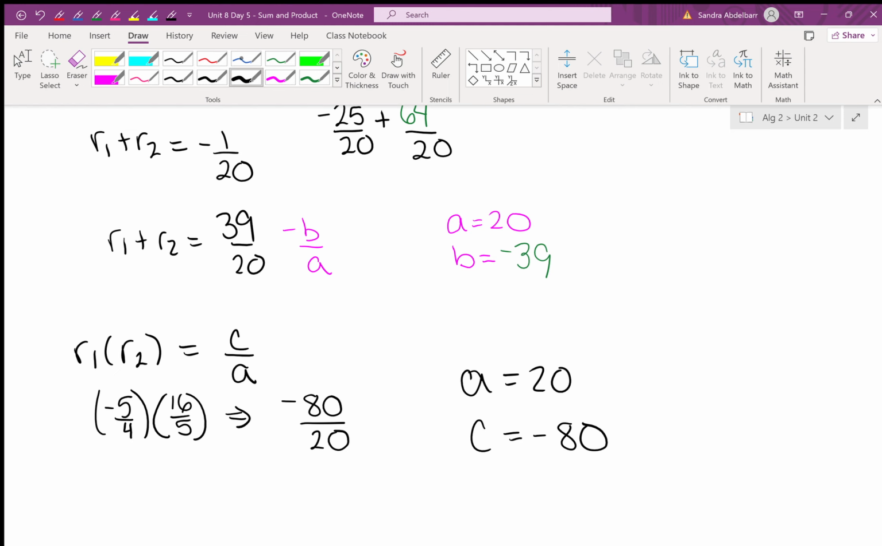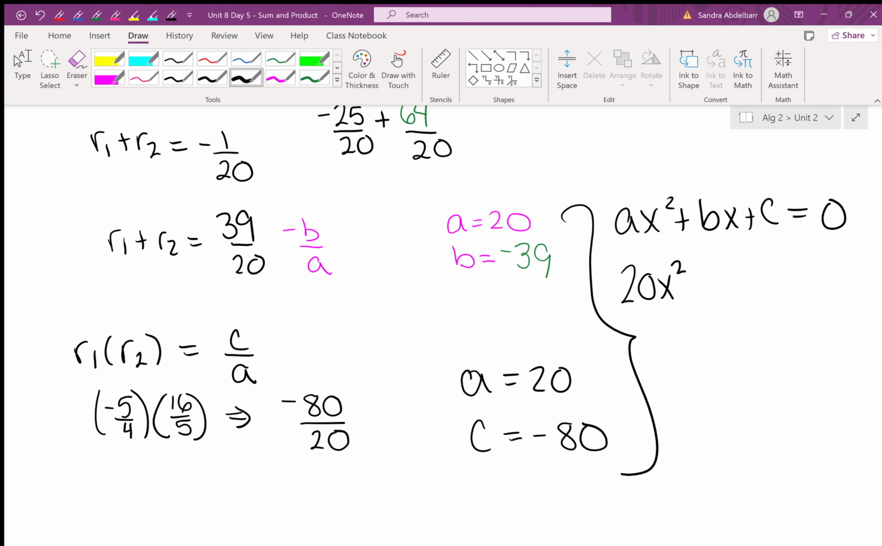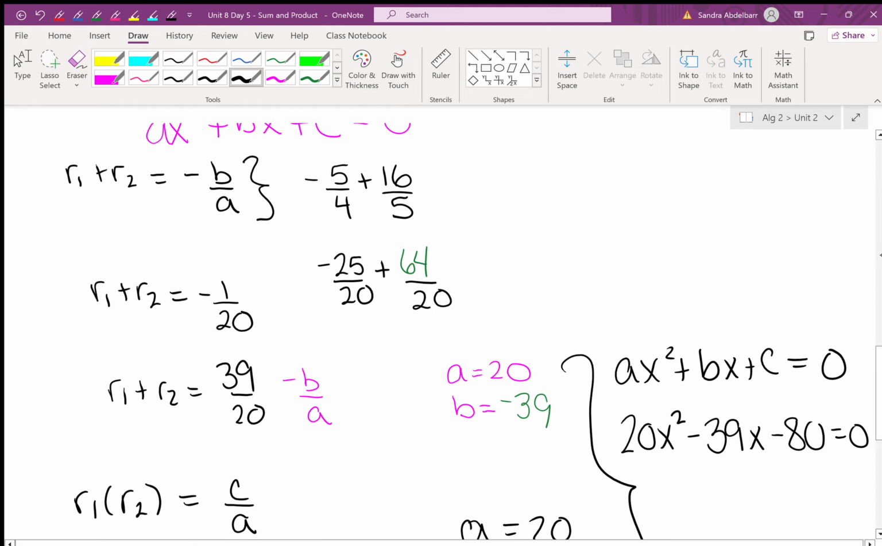Yeah, so the quadratic is ax squared plus bx plus c equals 0. So we're at 20x squared minus 39x minus 80 equals 0.